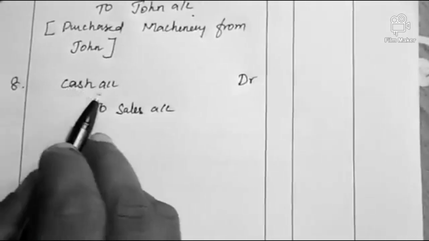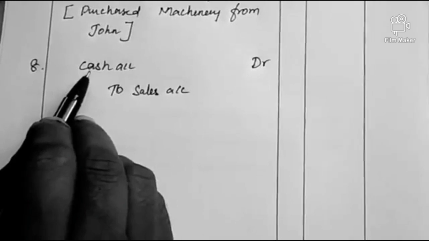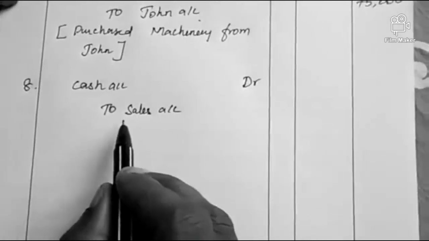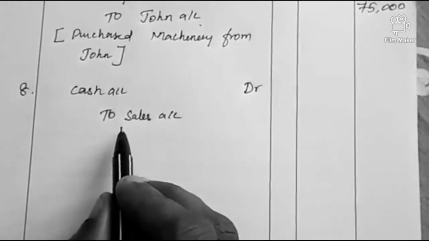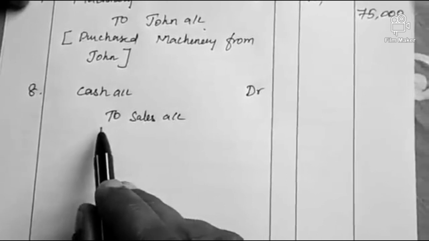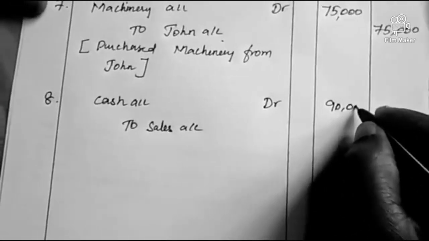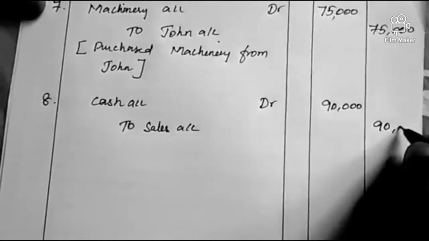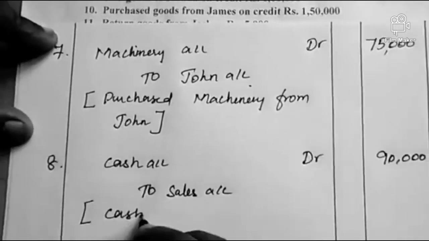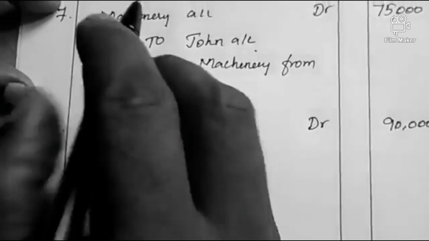See, both cash and sales are real accounts. What is the real account rule? Debit what comes in. When you sell something, cash comes in, so debit cash. What goes out? Goods go out, to sales. So cash comes in, sales goes out. How much? 90,000. Just write the narration: cash sales.